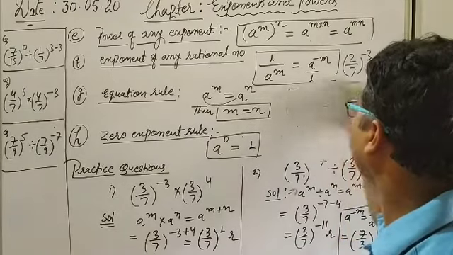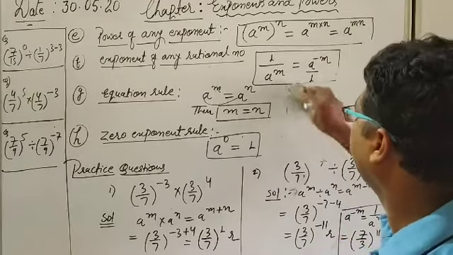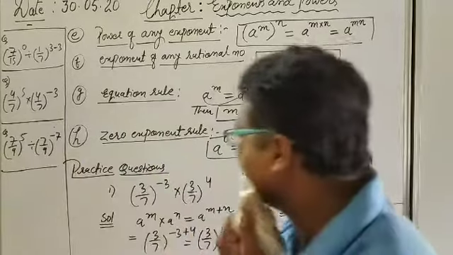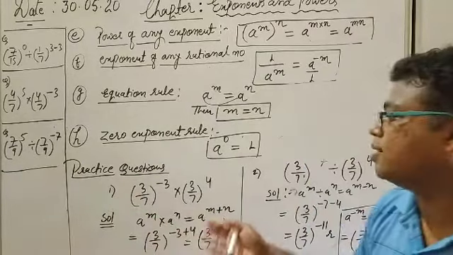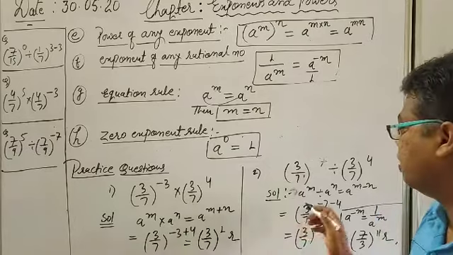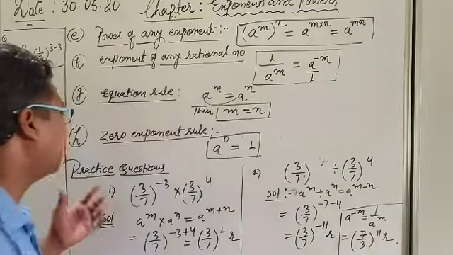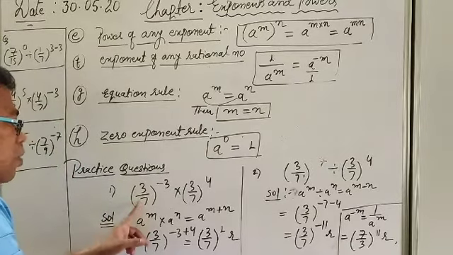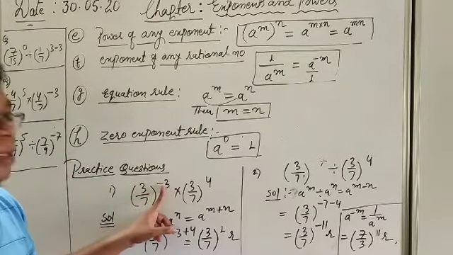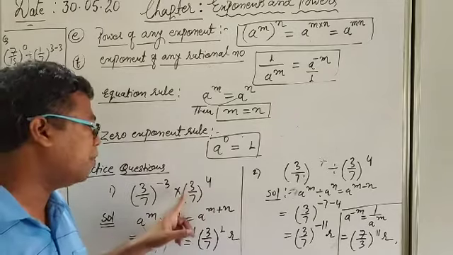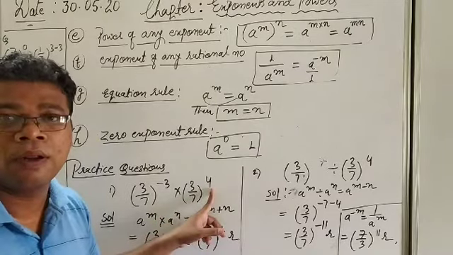Right now, leave the examples because we have to solve so many questions here one by one. See, I have taken some practice questions so that you will understand what we have actually studied right now. First practice question: 3 upon 7 to the power minus 3, a multiplication case here, into 3 upon 7 to the power 4.